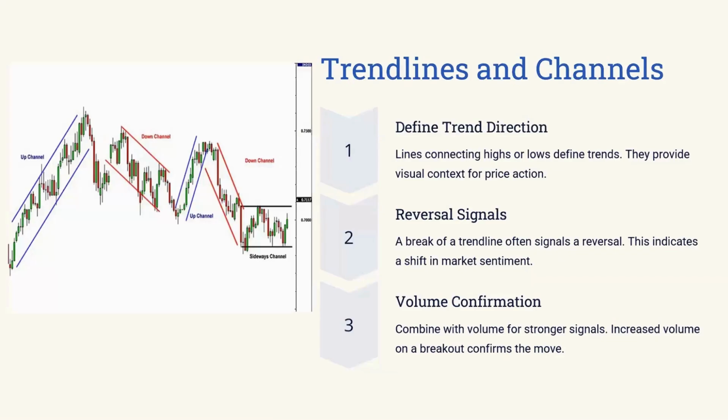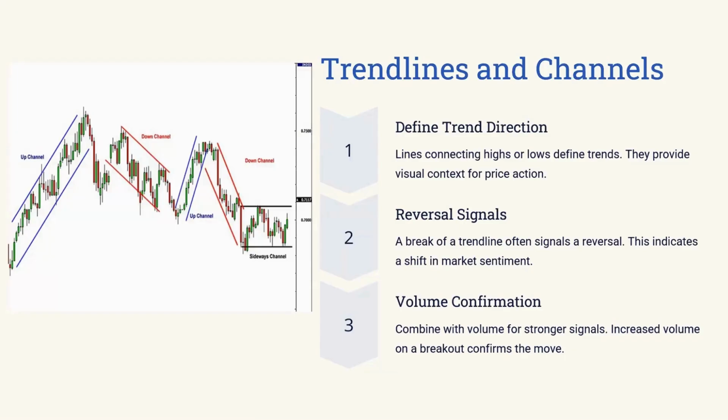And the third one is volume confirmation, combined with volume for stronger signals. Volume is a crucial confirming indicator for trend line breaks. Increased volume on a breakout confirms the move.